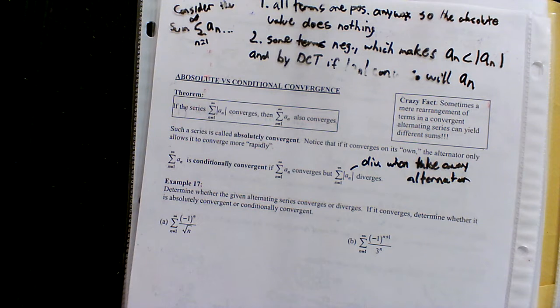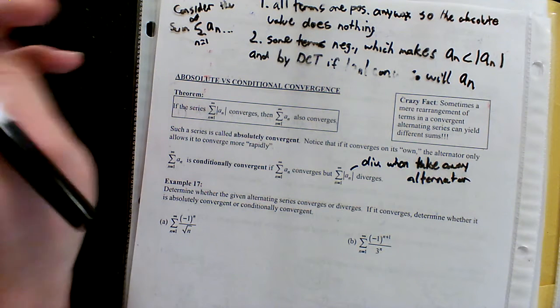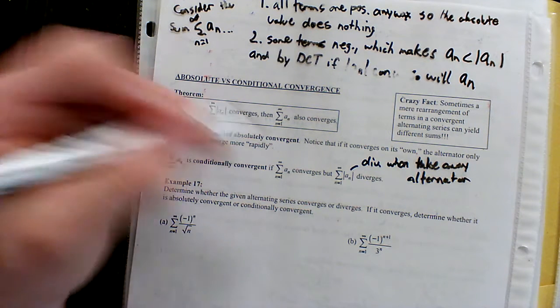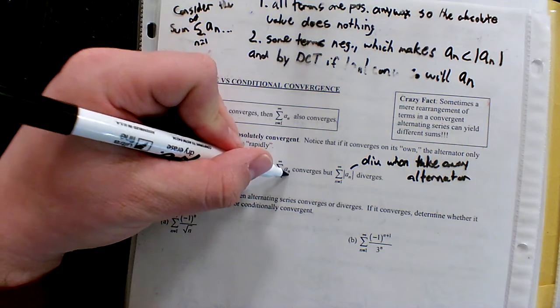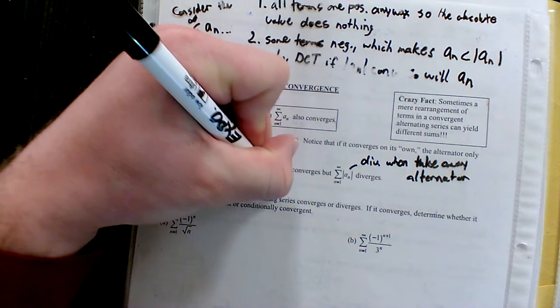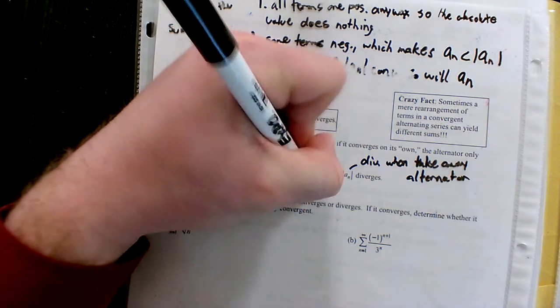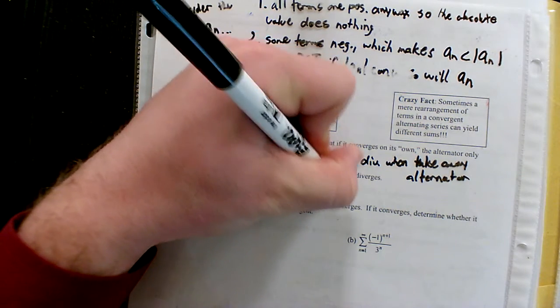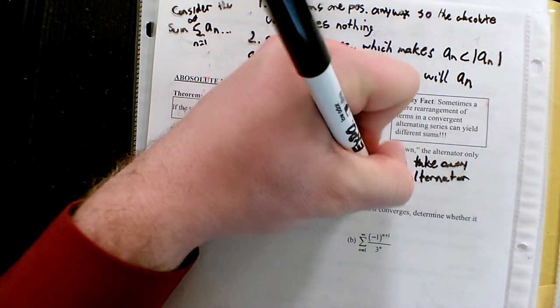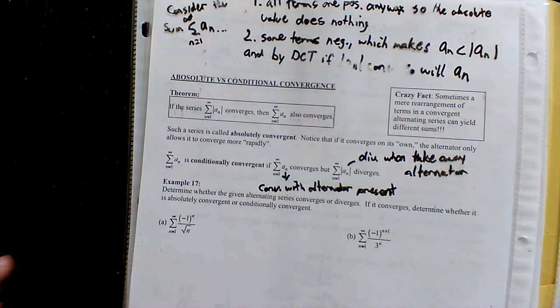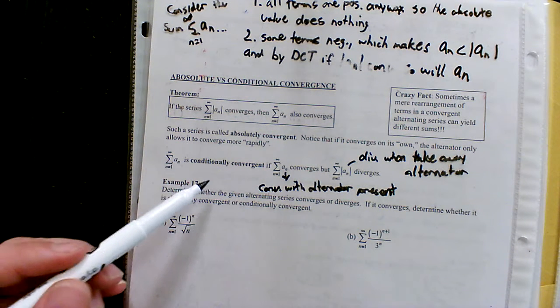So taking the absolute value of that, that's making everything positive. You're taking away that alternator. But with this one right here, this is saying that this one is converging with the alternator. Okay, so it's conditionally convergent.